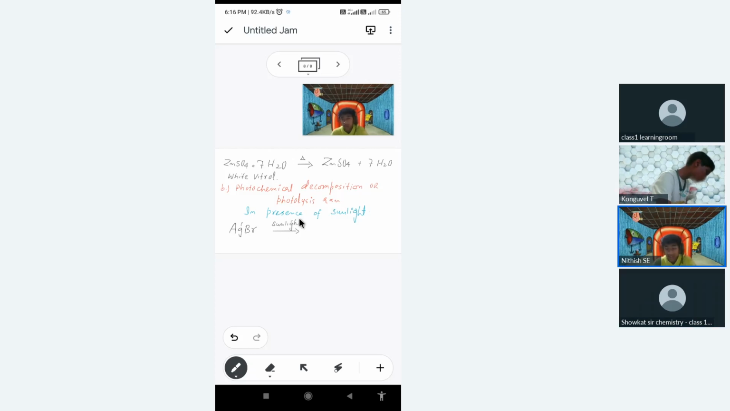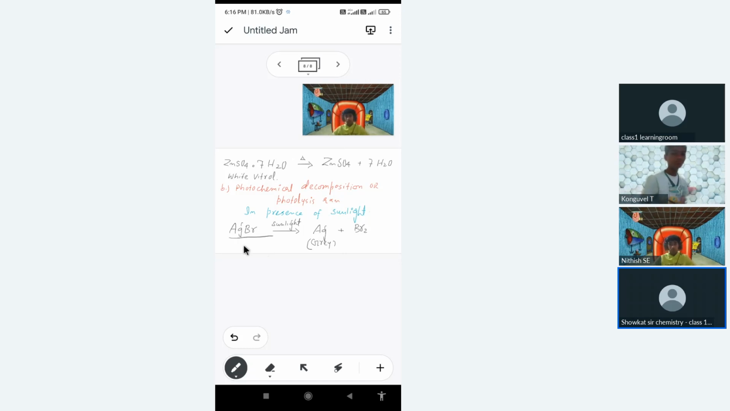Silver bromide. Exactly, you will get the silver and you will get the bromine, that's Br2. This silver has a gray color. So that is why it is used in cameras. Inside the camera, we are having the camera roll, that is a photographic film. So this silver bromide is used in photography.